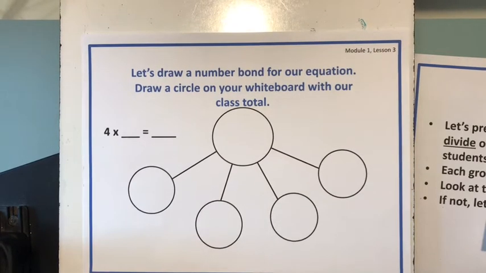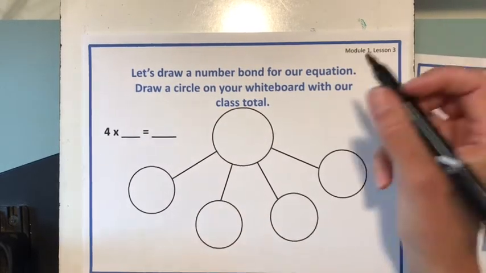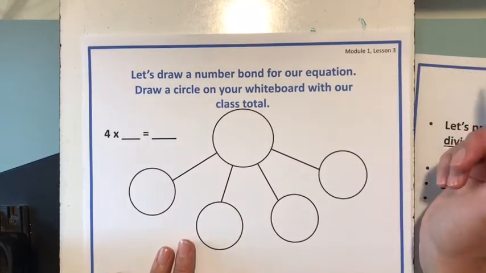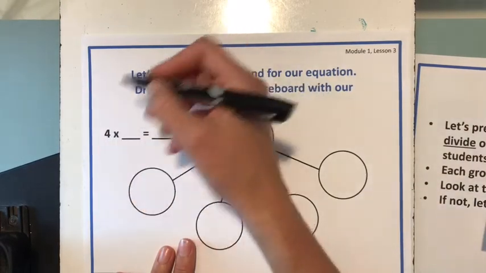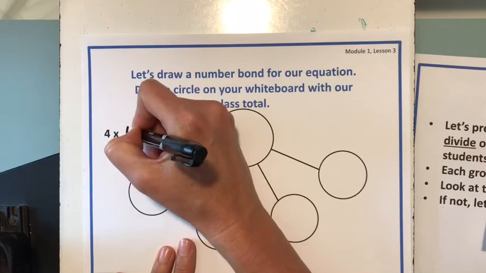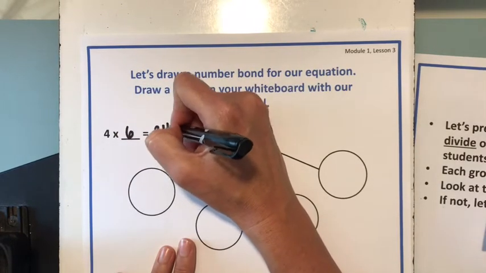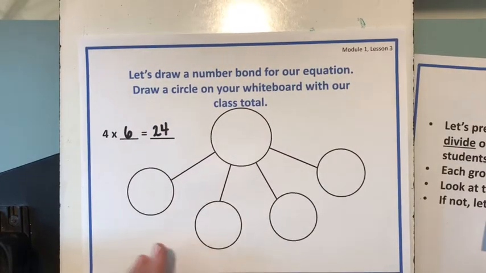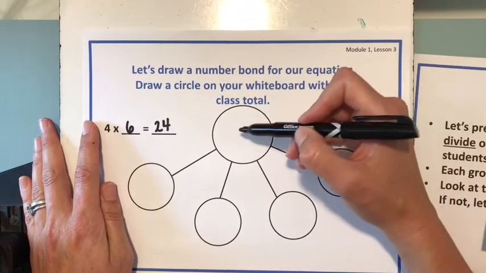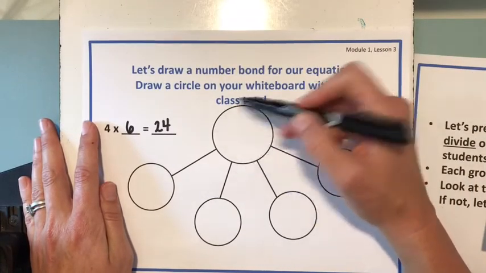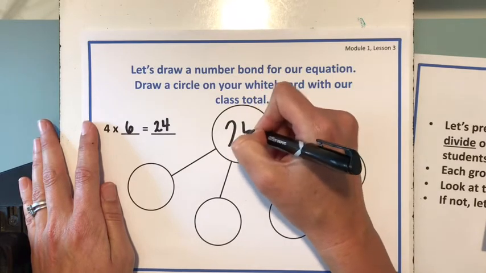We can also draw a number bond for our equation, just for fun, because I like number bonds. My kids knew that from last year. So our equation, our multiplication sentence, was 4 times 6 equals 24. Okay, so 24 is my total, and we know in a number bond that our total starts in this big circle on top, right? This is always where we put our total, 24.